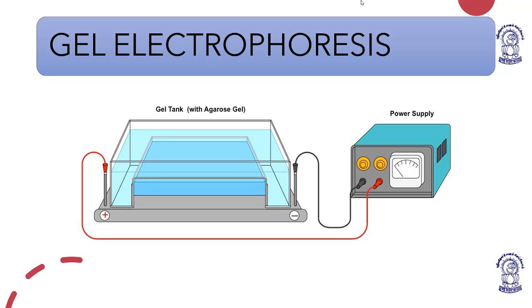This technique was first developed by A. Tiselius in 1937. You can see a diagram in which we have a gel tank with agarose gel, okay, and a DC power supply, which will provide an electric field.